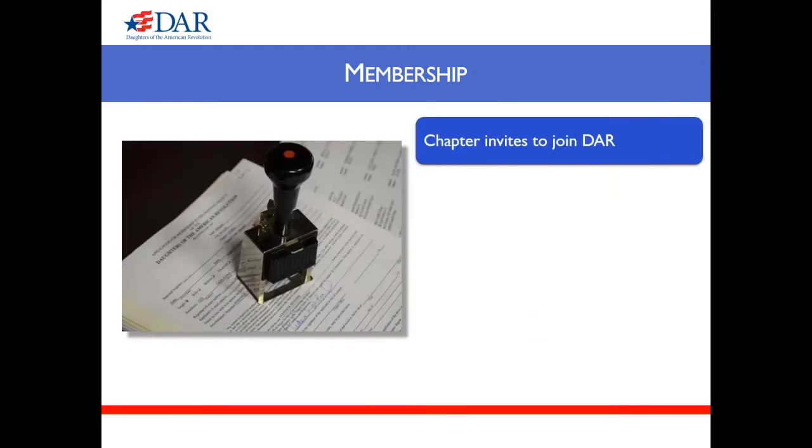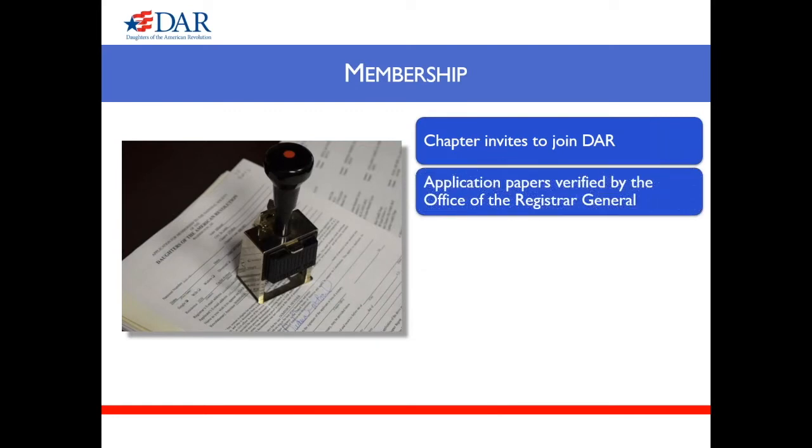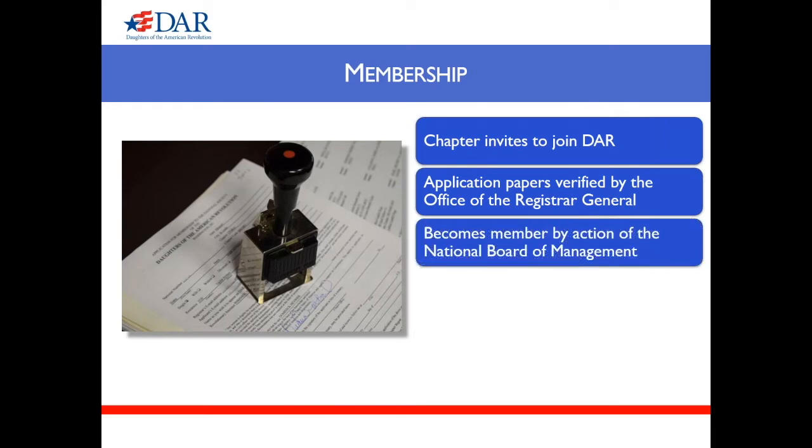Although an individual may be invited to join DAR by a local chapter, she becomes a member of the National Society first. Her application papers are verified by the Office of the Registrar General, and once approved, she becomes a member by action of the National Board of Management.